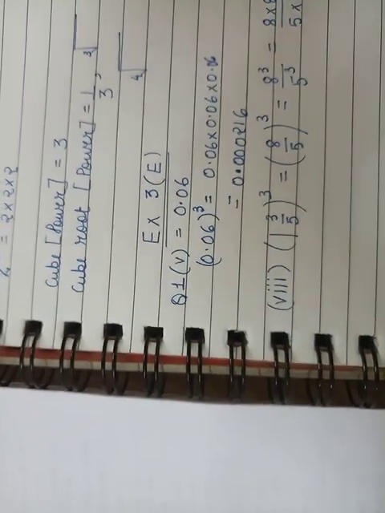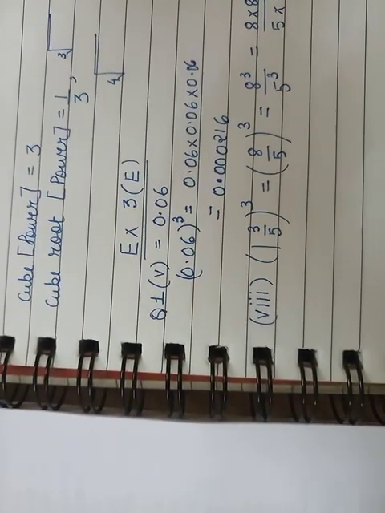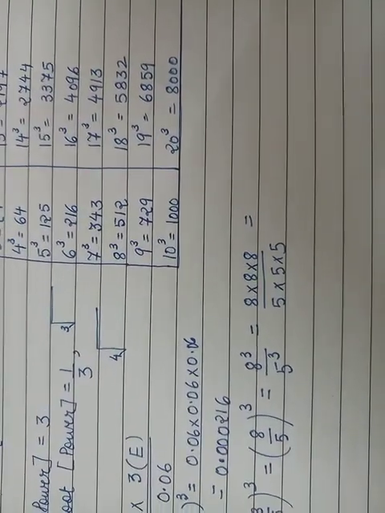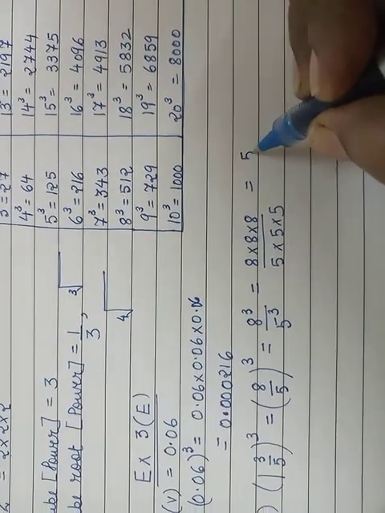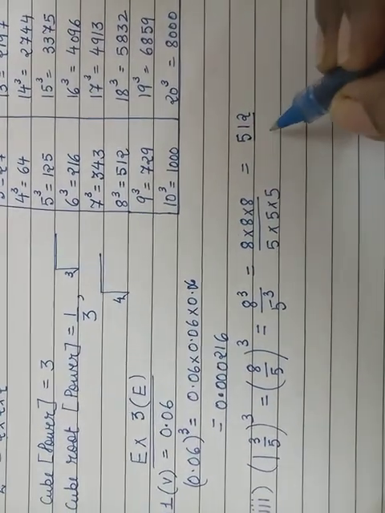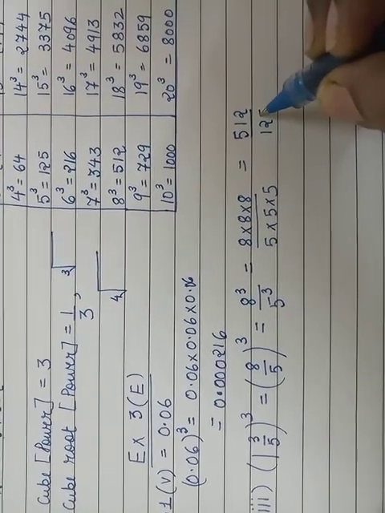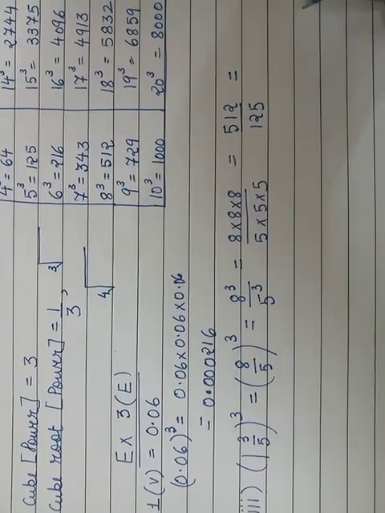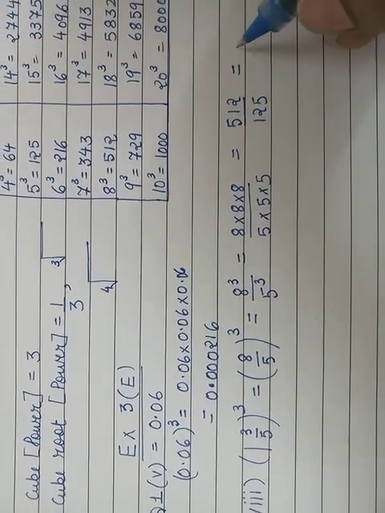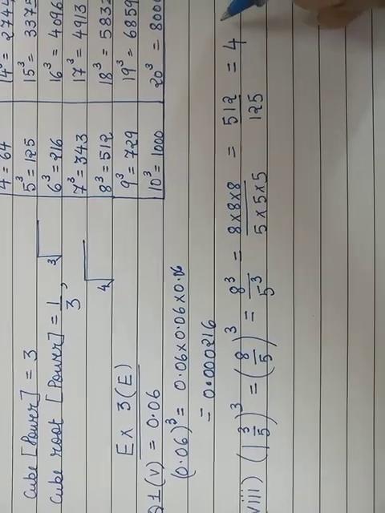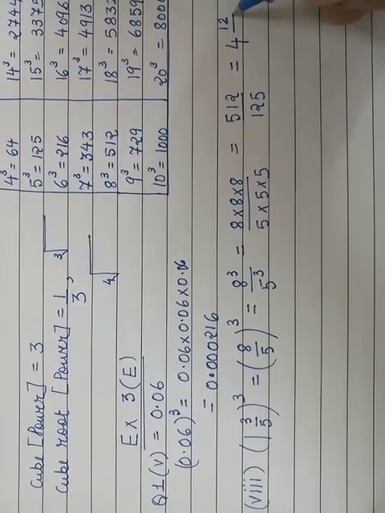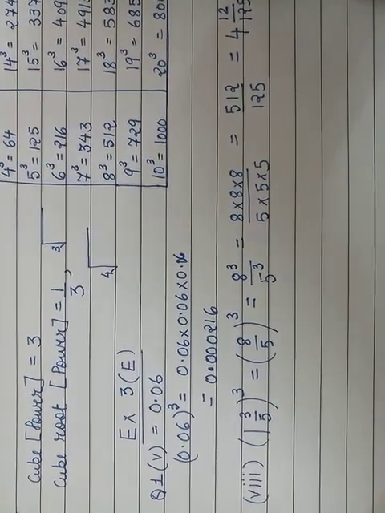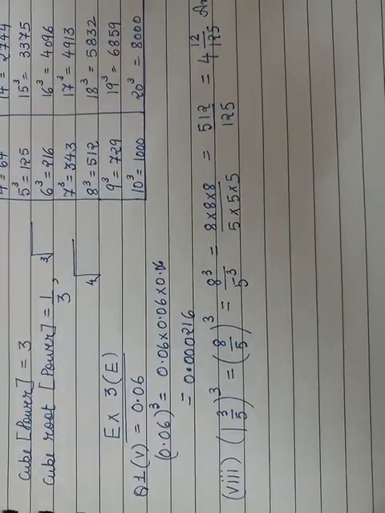See children, if you learn the cubes up to 15, then calculation is going to become easy for you. Now 8 cube we learnt is 512 and 5 cube is 125. As it is an improper fraction, we convert into a mixed fraction. 125 4 times is 500. 12 left upon 125. So this is the answer for question number 1, 8th part.